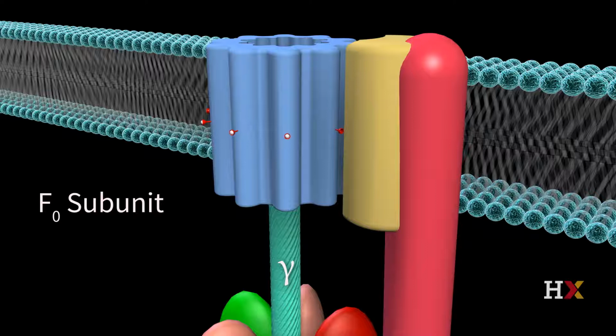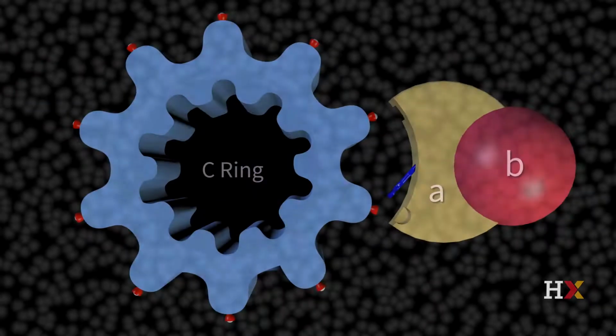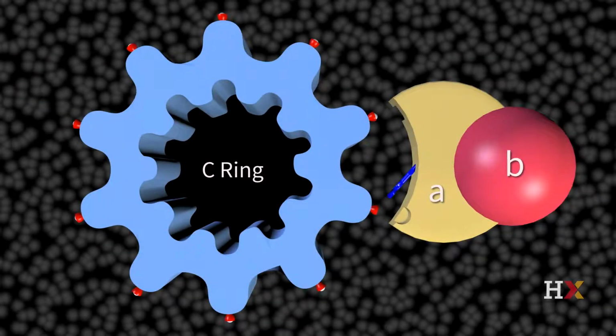The F0 subunit is made of A, B, and C chains and is responsible for the transport of protons across the membrane. The 10 to 15 C chains, depending on the species, assemble to form a C ring. The C ring rotates with the flow of protons through ATP synthase. Two of the 10 C chains are isolated from the surrounding lipids by the A chain.